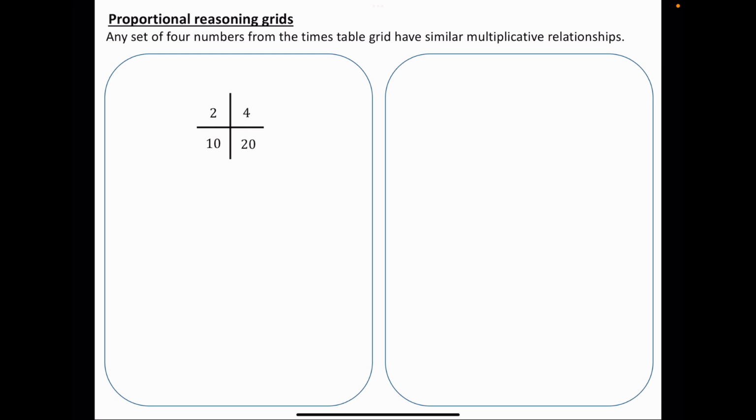So now we're going to talk about proportional reasoning grids. Any set of 4 numbers on the times table grid have similar multiplicative relationships. So here I have 4 numbers, 2, 4, 10 and 20. The multiplicative relationship between 2 and 4 is I'm timesing by 2. I could also go the other way. From 20 to 10, I'm timesing by a half, or dividing by 2. They're the same thing.